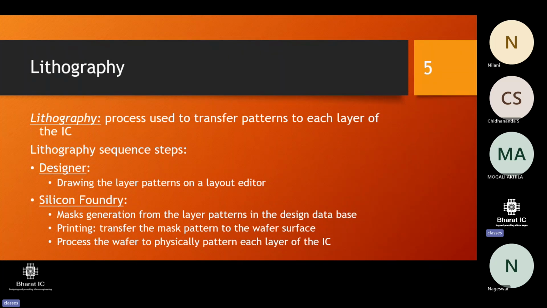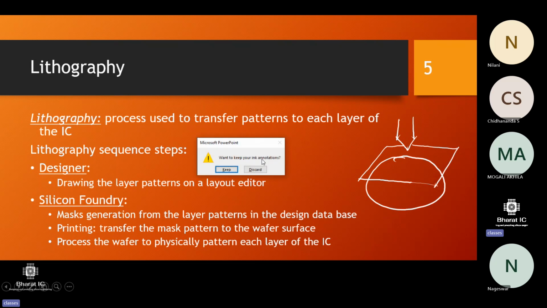Let me explain. In lithography, a laser light with a very precise wavelength is passed through the masks. Suppose this is a wafer placed below, and the lithography machine is coming from the top. There will be a mask. The mask is what you have designed in Cadence. Analog layout is also called mask design.